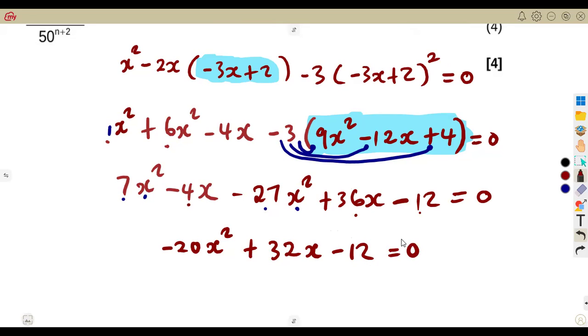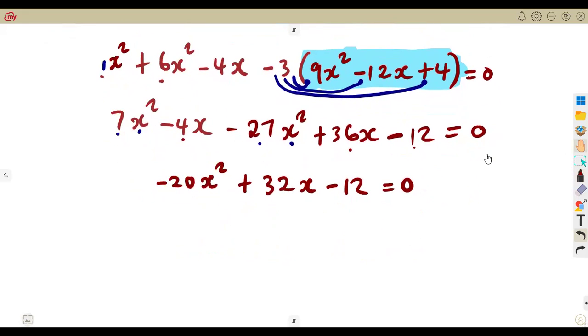Do we have anything common in this equation of ours? We can reduce this equation. As we can see, we can even choose to reduce by 4. But we can choose negative 4 because this is negative 20. So to make it positive, let's use negative 4 here, negative 4 here, negative 4. Just try to reduce your equation, even if you are to use the quadratic formula.